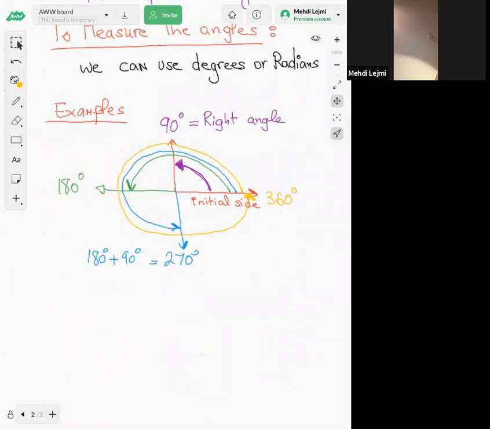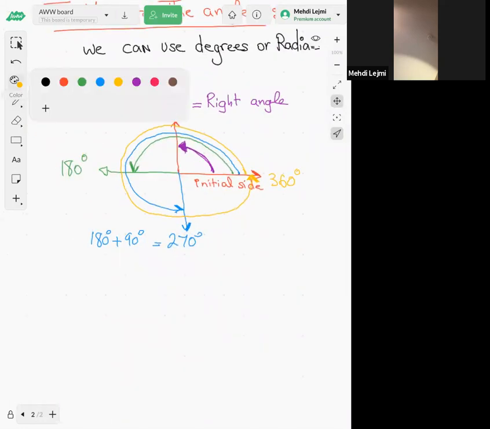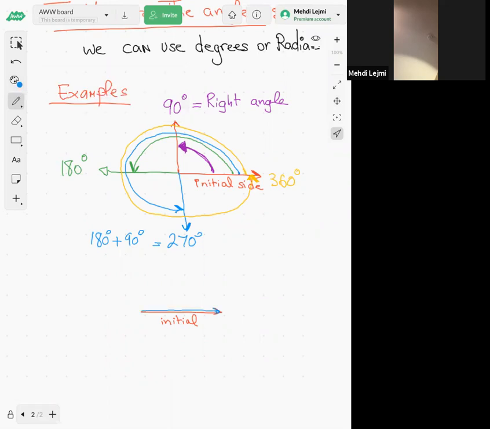So when your initial side, let's say this is your initial side, and then let's say your terminal side is actually the same as the initial side, right? This is also your terminal side. Okay, then you get the zero angle. So this is a 0 degree. That's the zero angle.